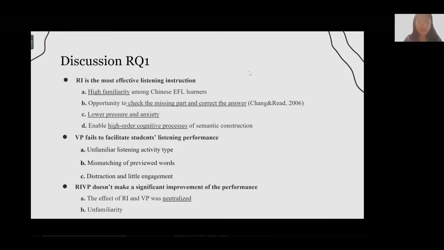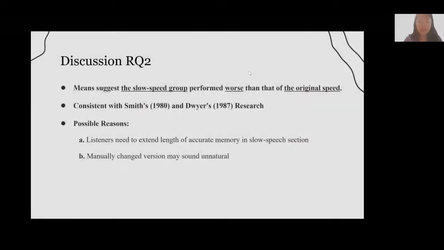Instead, it showed a cancelled-out effect of the positive RI and negative VP. This may also relate to students' unfamiliarity with the combined strategy. As to research question 2, comparing the mean values of the two sections, it shows that the slow speed section performed worse than the listening materials of the original speed. The result is inconsistent with some previous research. There are two possible reasons for the result.